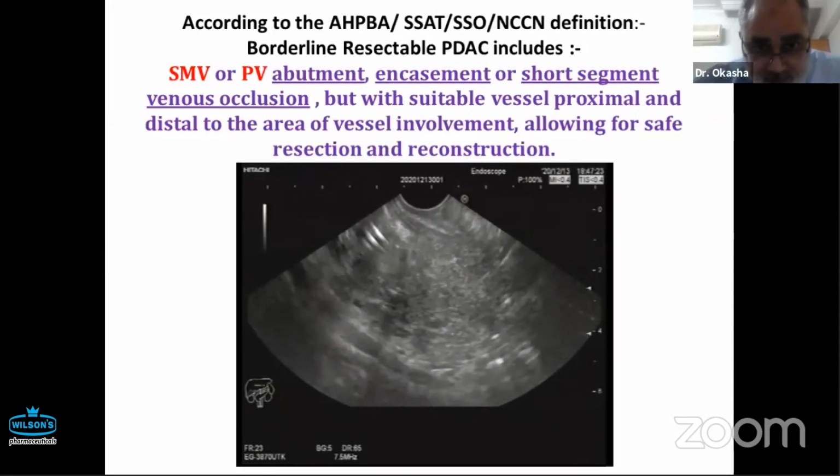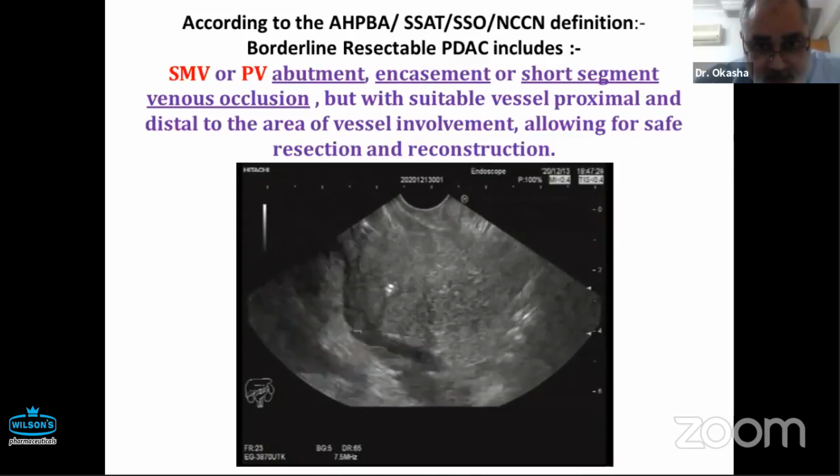Yes, and this is a large pancreatic head mass. Yes, and here we can see very nicely the portal venous confluence. This is the portal vein, and this is the superior mesenteric vein. Here, the line of contact is unclear, so the vessel is involved.